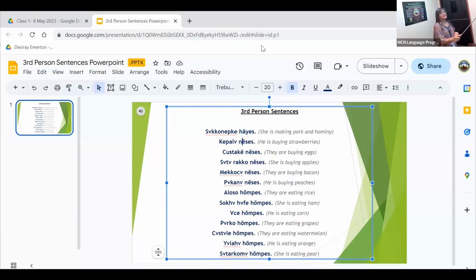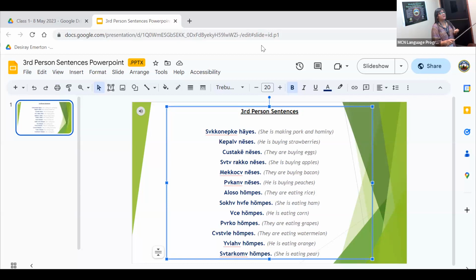Ibala nieces. He is buying strawberries. Or it could be she is buying strawberries. Justagi nieces. They are buying eggs. Just Sadafako nieces. He is buying apples. Mikoja nieces. They are buying bacon. Pagana nieces. He is buying peaches.